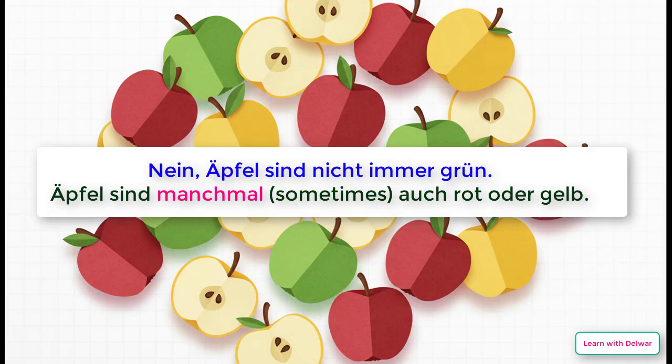And hey, let's add one more super useful word to your vocabulary. Manchmal. It means sometimes. So you could say, Äpfel sind manchmal auch rot oder gelb. Apples are sometimes red or yellow. See? Now you're sounding like a real pro.